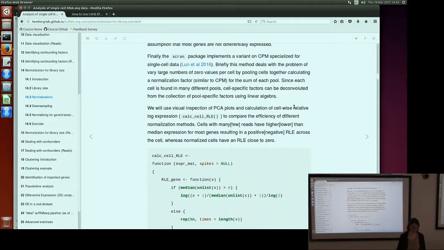So far, the only good single-cell specific normalization method developed is this SCRAN package, which is a variant on CPM, where, again, you're going to be calculating a normalization factor for each cell, but to deal with the problem of having a large number of zeros, it pools cells together first, calculates the normalization factor for each pool, and then deconvolutes a normalization factor for each cell from a whole bunch of different pools using different combinations of cells.